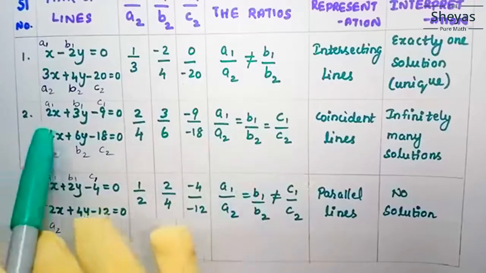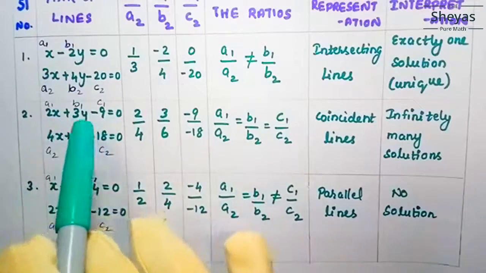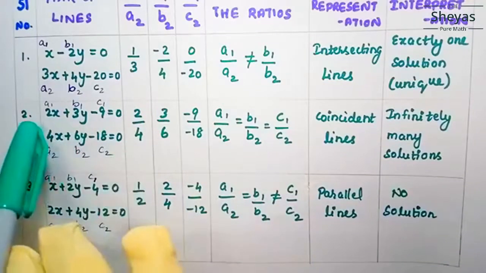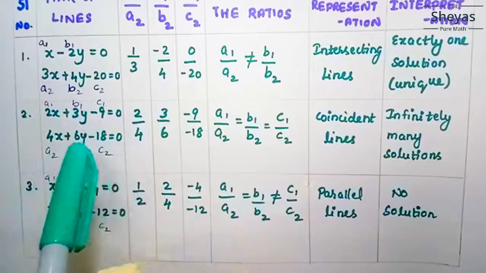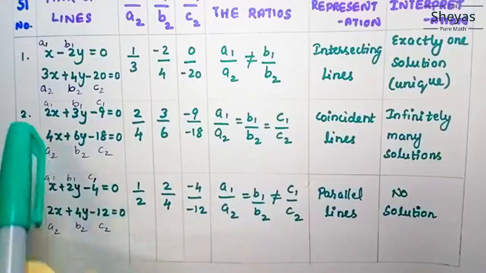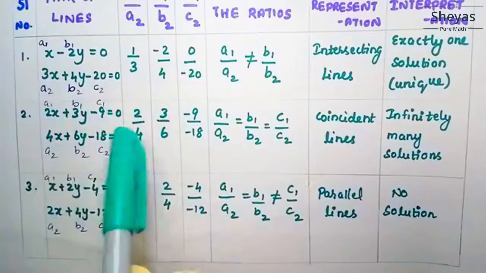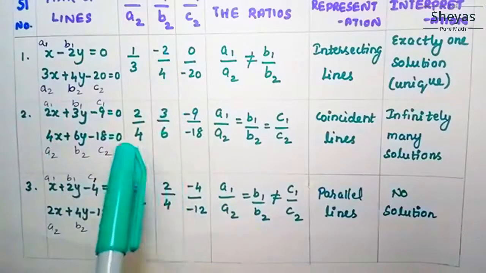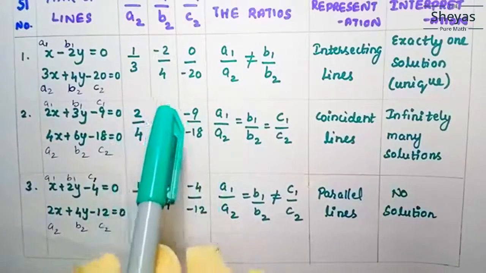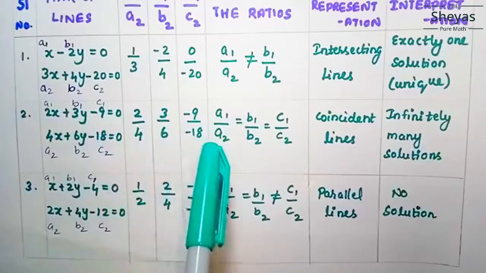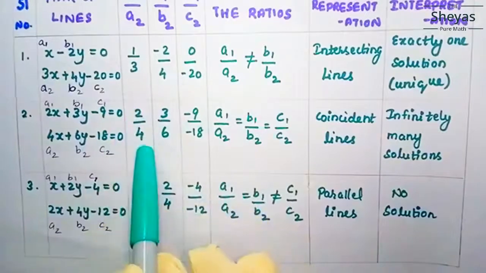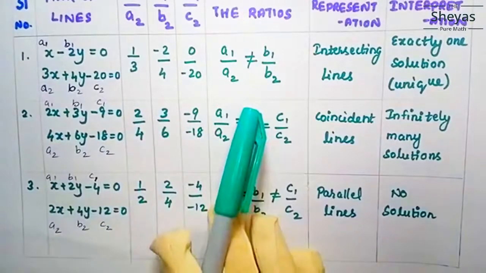See the next equation, 2x plus 3y minus 9 is equal to 0 and 4x plus 6y minus 18 is equal to 0. So what is the a1 value? 2, b1 is 3 and c1 is minus 9, a2 is 4, b2 is 6, c2 is minus 18. Now just let us write the ratios. 2 by 4 and 3 by 6 and minus 9 by minus 18. a1 by a2, b1 by b2 and c1 by c2. So when you cancel it out, see just 2 by 4 is what?